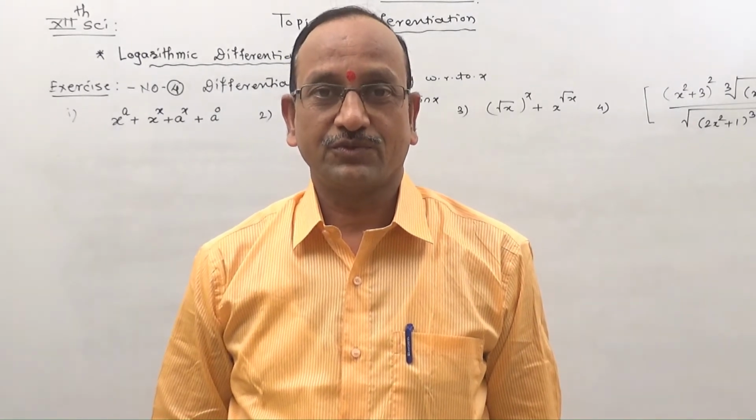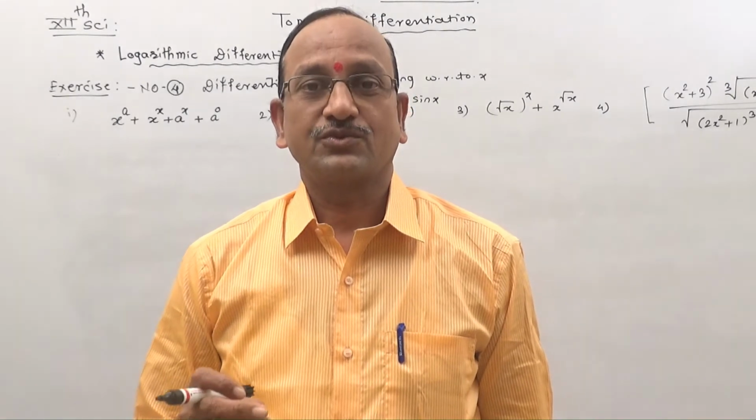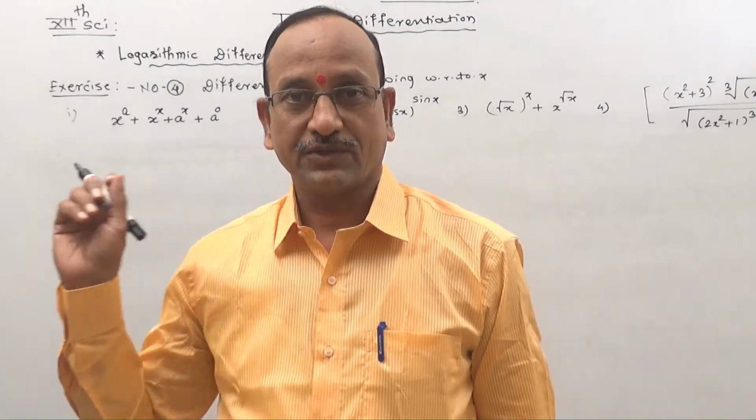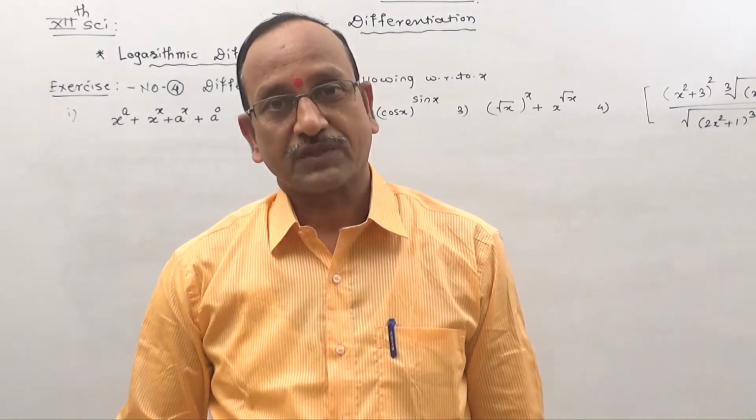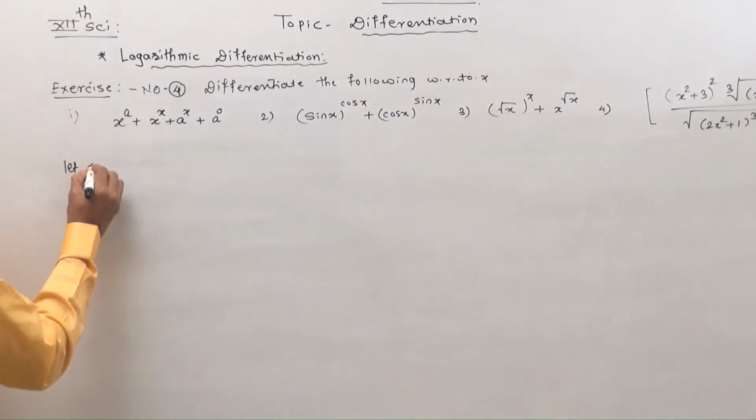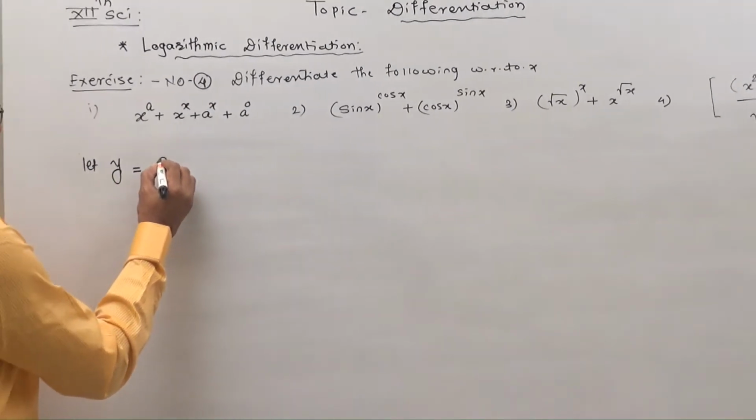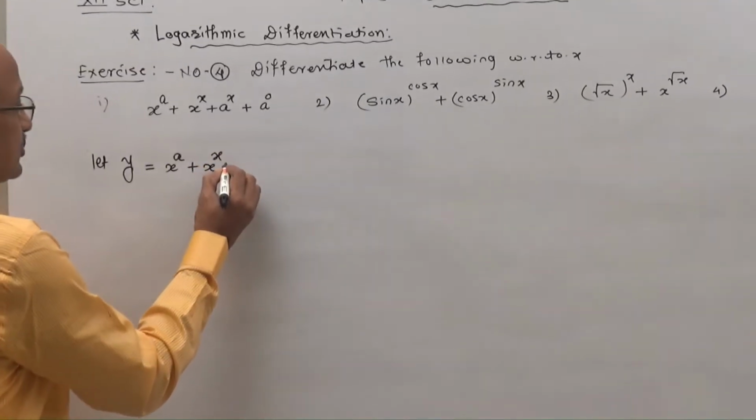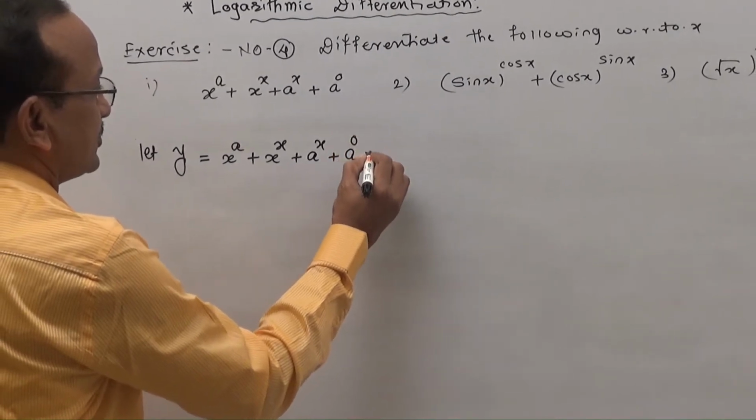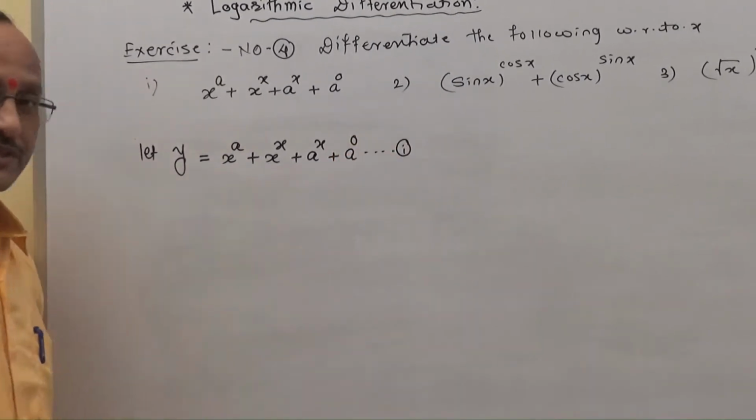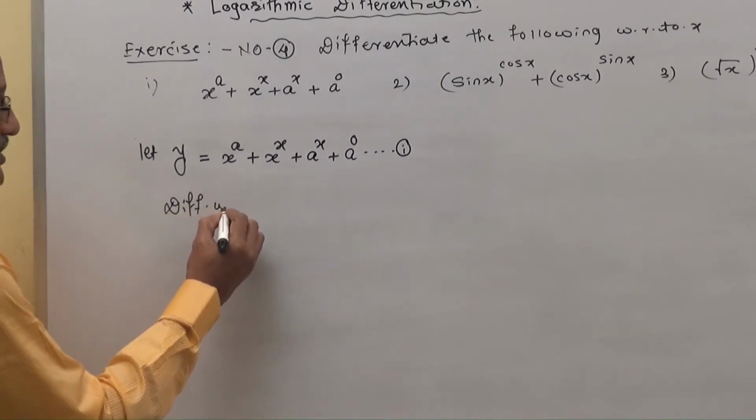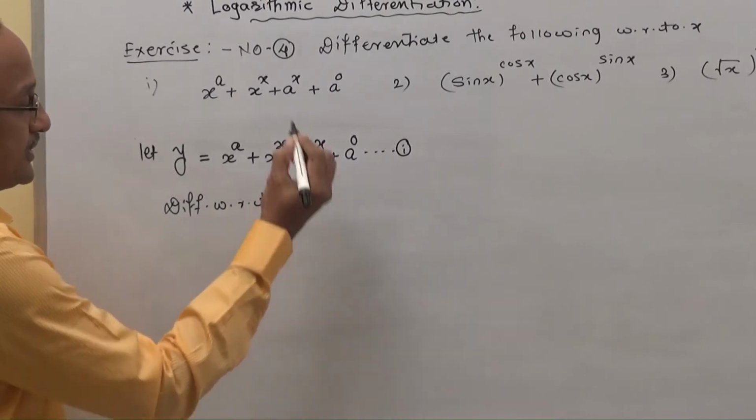Now, today we are going to discuss logarithms, how to find the derivative of the given example by using logarithmic differentiation. So let us see. Let y is equal to x raised to power a plus x raised to power x plus a raised to power x plus a raised to power 0. Give number 1 here. Now differentiate this function with respect to x here.